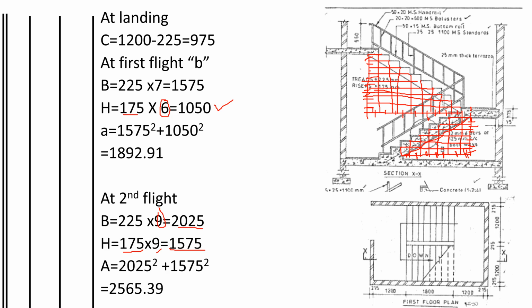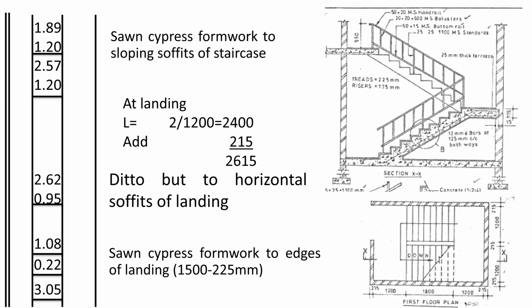Hypotenuse, we get it by the square root of a squared plus b squared. So the square root of 2025 squared plus 1575 squared, we shall get 2565.39 for the soffits.